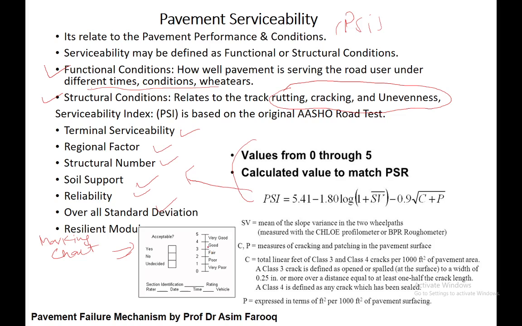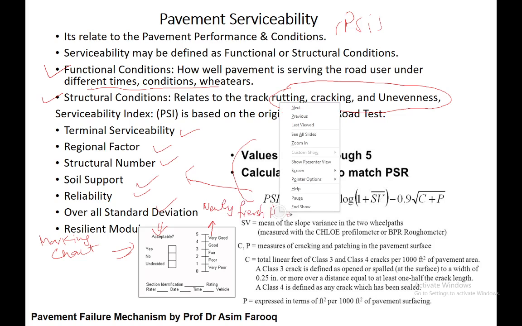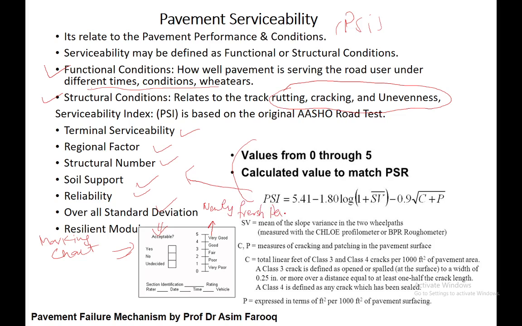for different types of experts. For example, if we send a group of 10 pavement experts and give them the task to tell us the pavement serviceability index, each and every one will have a different criterion, but the maximum level is 5 while the lower level is 0.